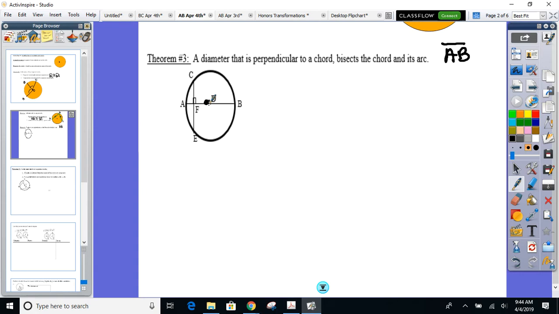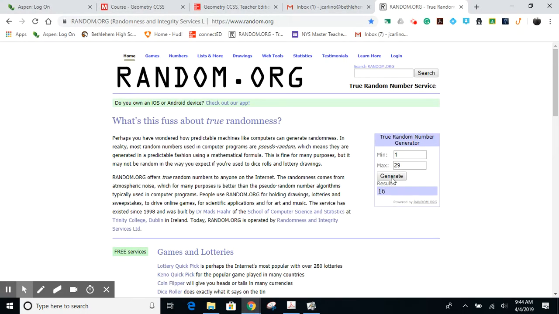Bisects it. All right, look at your diagram. Does everyone see diameter AB perpendicular to chord CE? Everyone sees that. So if it's perpendicular, the chord is getting bisected. What two segments up here are congruent then? Bisects the chord. What two segments are congruent? Boom! 16.